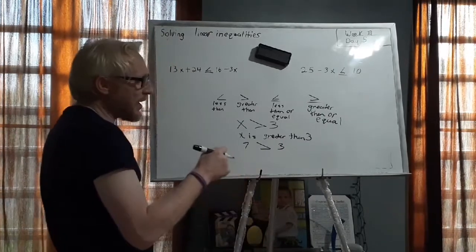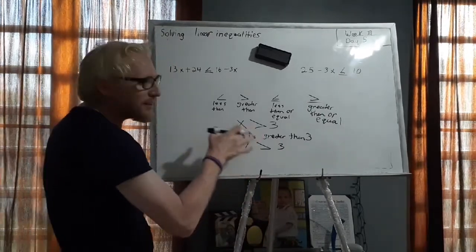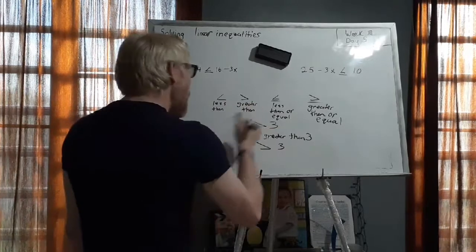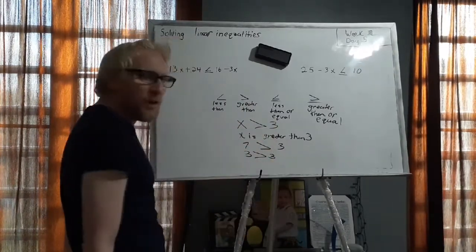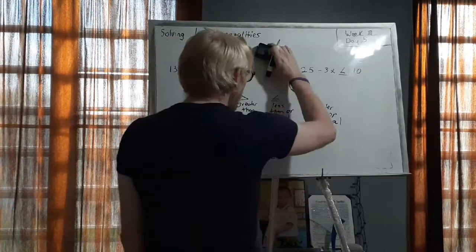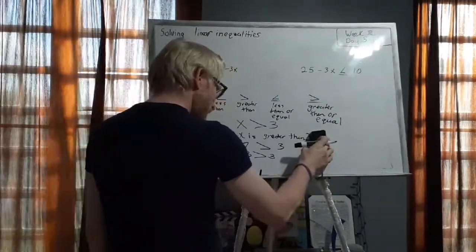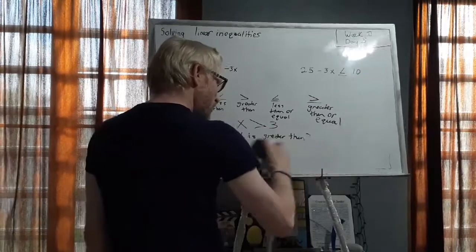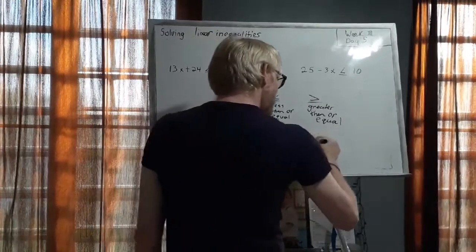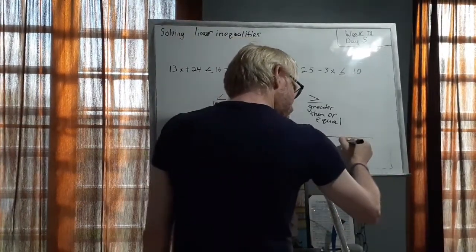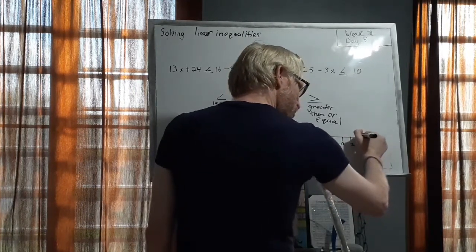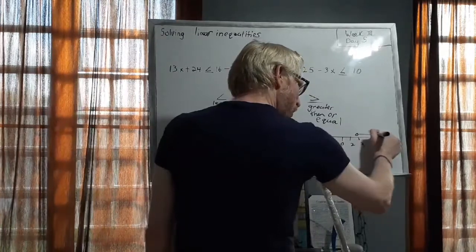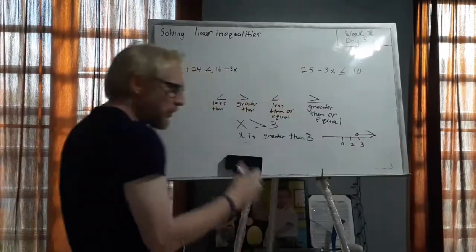So that means that x has to be any number greater than 3 without including 3, because if I say 3 is greater than 3, it wouldn't make any sense. And you would graph this function by drawing a number line and just drawing an arrow kind of going this way.